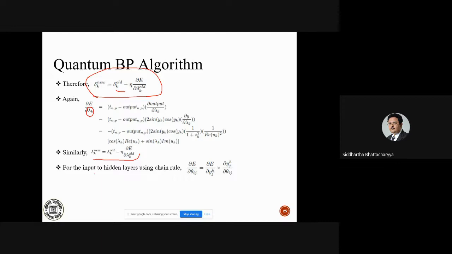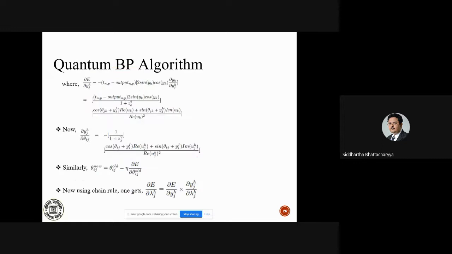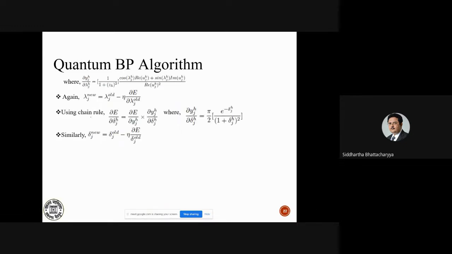For the input hidden layers, you saw the chain rule. You already know that you want to compute the partial derivative of E with respect to theta ij. But because you do not know anything about the hidden layers, you take this one and then go for some chain rule. You also know this one and come up with this one. This is standard practice, doing similar expressions like this. Again, the same thing you have to do with the lambda for the input to hidden layer, giving you expressions like this.